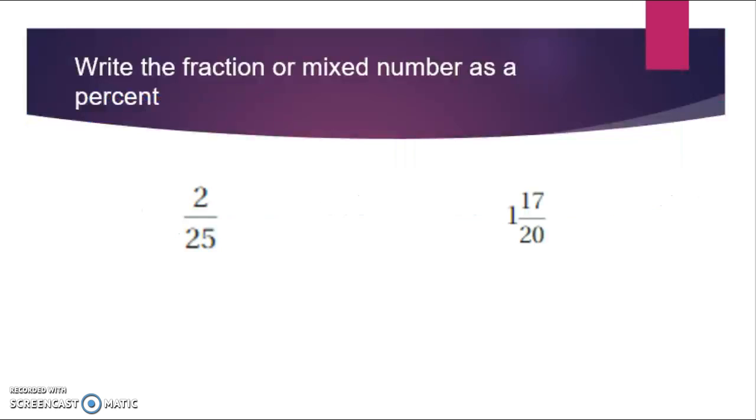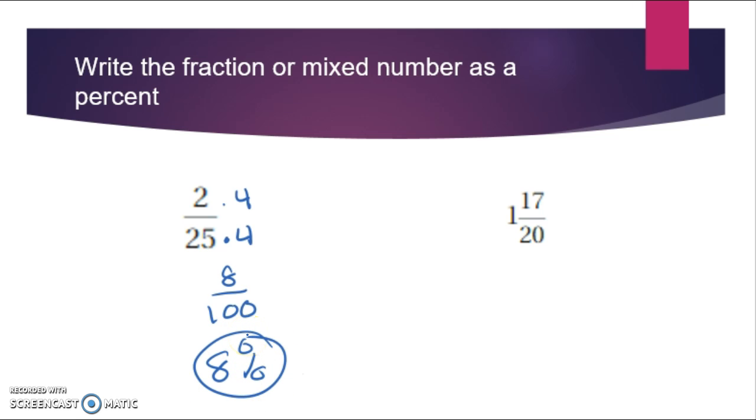All right, so this says write a fraction or mixed number as a percent. So now we're going the other way. I want you guys to try these on your own, then I will go over the answers with you. Our first one is 2 out of 25. To make that 100, I need to multiply by 4 on both sides. This is going to be 8 out of 100, same thing as 8%. That's our final answer there.